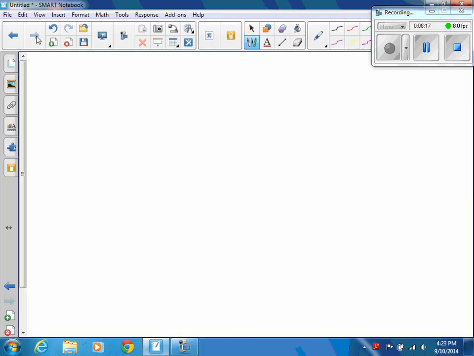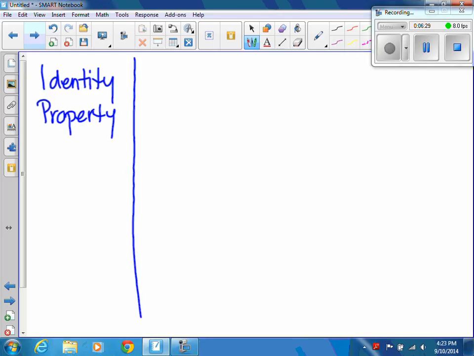Okay, next property we have is pretty simple. This one is called identity. So the identity property, you're going to get the identical answer that you started with, which would make sense, right? Identity, it's going to keep its identity. Nothing's going to change about the answer. So you're going to get the identical answer.